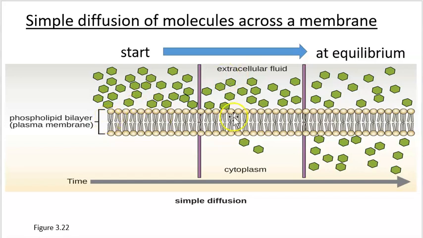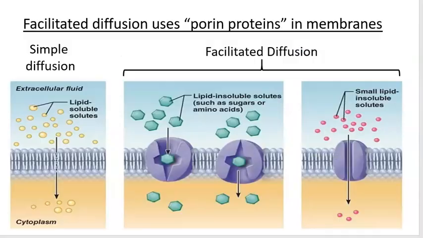But with cells, you've got that phospholipid bilayer there, that plasma membrane, and so those molecules are moving from high concentration to areas of lower concentration naturally across that phospholipid bilayer until they reach a form of equilibrium there. When you look at this process, here's this idea of simple diffusion. You're moving down a concentration gradient.